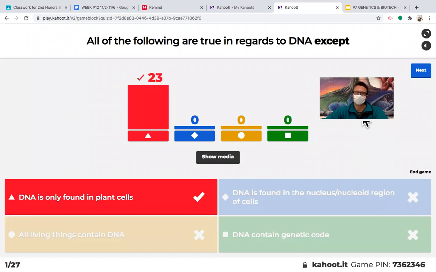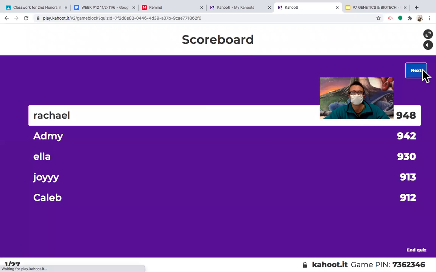Excellent work. Yeah, so DNA is found in all living things. So to make a claim such as the one here where DNA would only be found in plants is quite absurd. All living things do contain DNA, even some things that we don't consider alive, like some viruses. DNA is typically found in the nucleus of eukaryotes or in the nucleoid region of prokaryotes, and DNA contains our genetic code, or the universal genetic code.